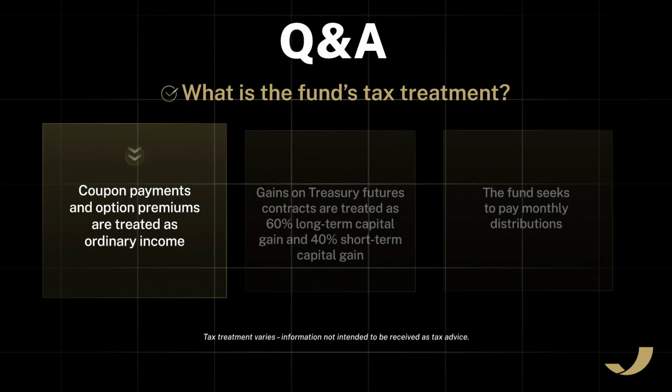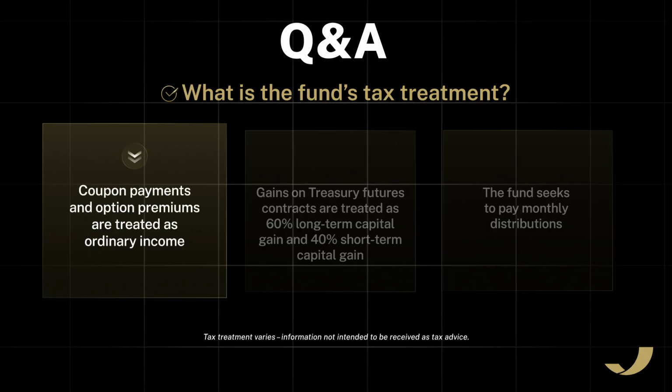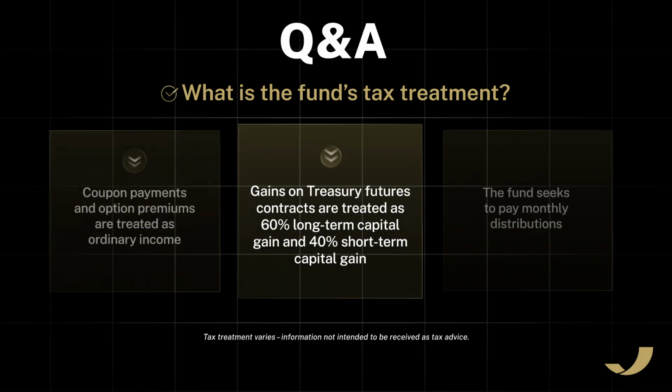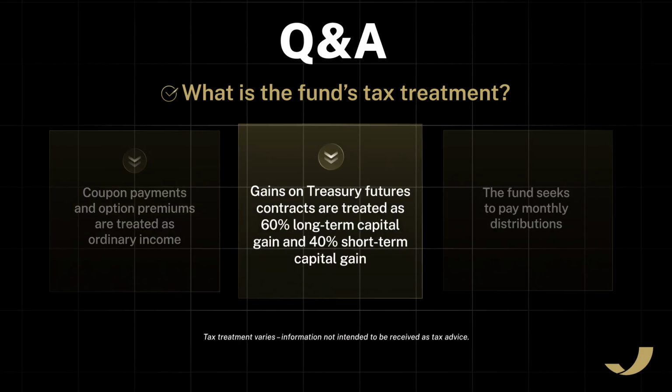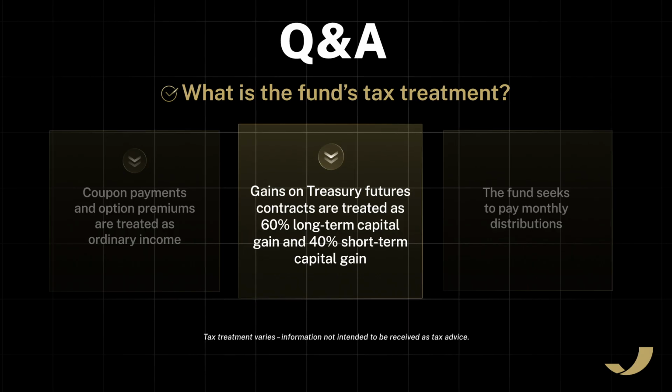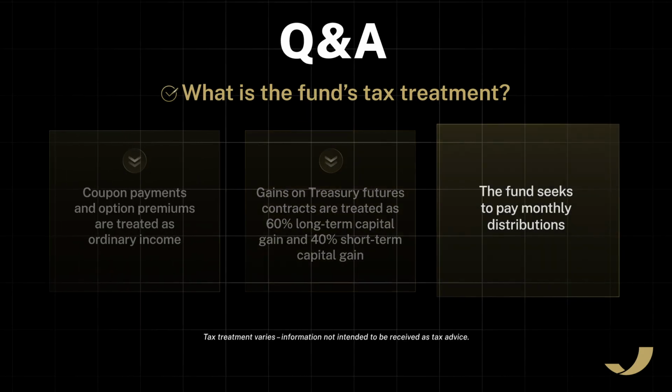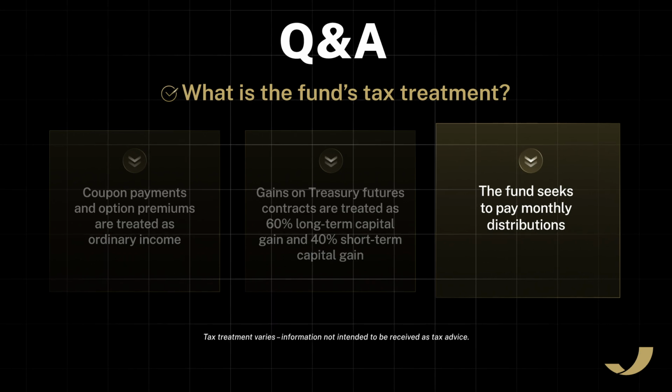What is the fund's tax treatment? Coupon payments and option premiums are treated as ordinary income. Gains on Treasury futures contracts are treated as 60% long-term capital gain and 40% short-term capital gain. The fund seeks to pay monthly distributions.